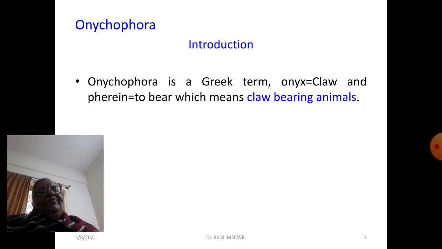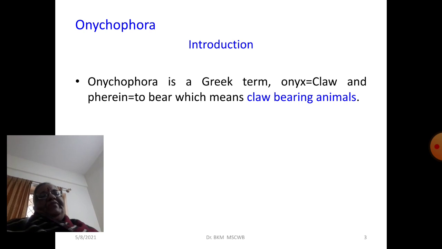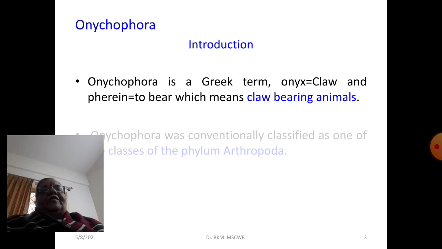Onychophora is a Greek term. Onyx means claw and pherin means to bear. So it means claw-bearing animals. Onychophorans include all claw-bearing animals. So this is the etymology of the term Onychophora. Etymology is the science which deals with the origin of a particular term.